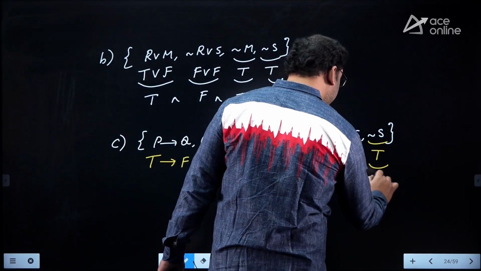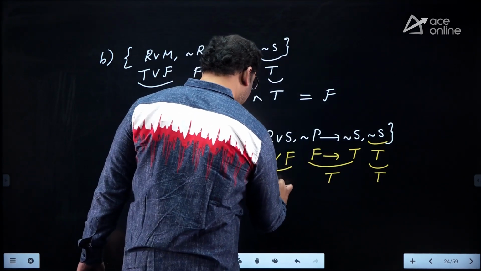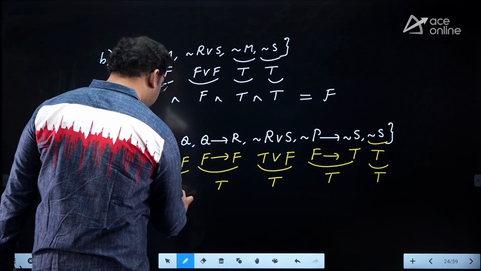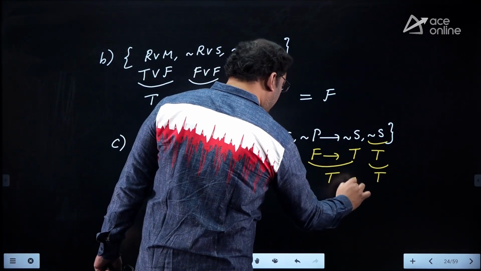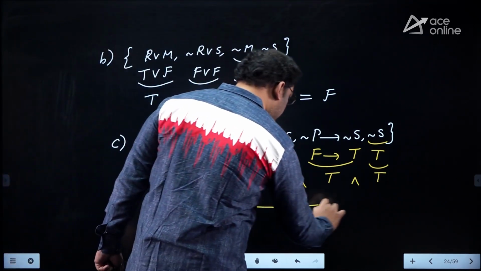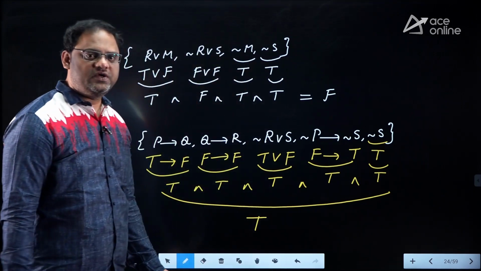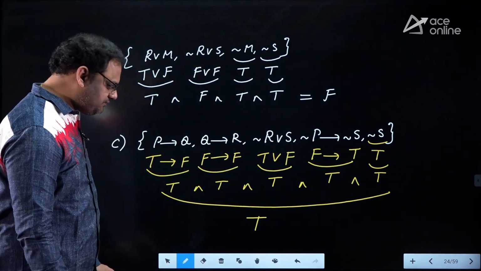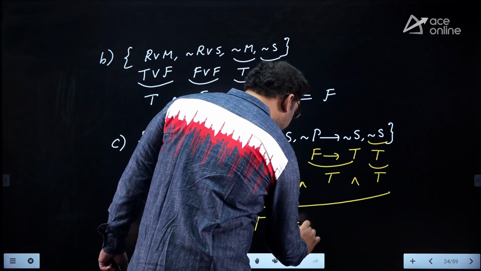This is true. This is true. This is true. This is true. And also this is true. We have taken all 5 premises simultaneously true. There exists at least one true case. I am not saying it is always true. There exists at least one true case. That is enough to say that the given set of premises is consistent.